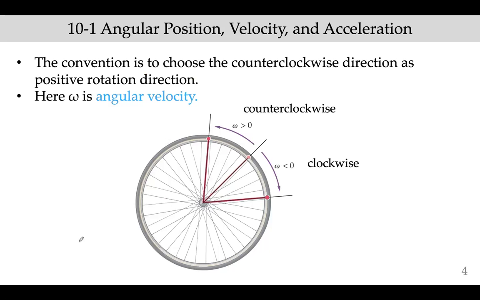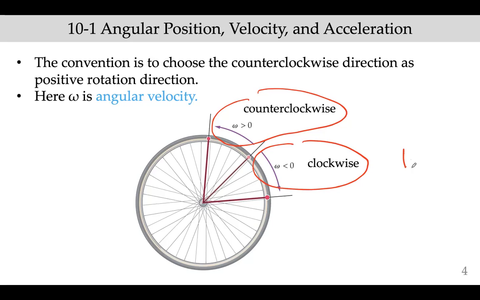The convention is to choose the counterclockwise direction. So counterclockwise is this direction, and this is called clockwise. Why? Because if you think about the clock, the second hand or minute hand or the hour hand, they go in this direction. So this way is clockwise, and the other direction is counterclockwise.